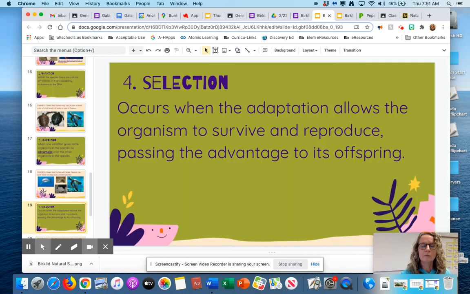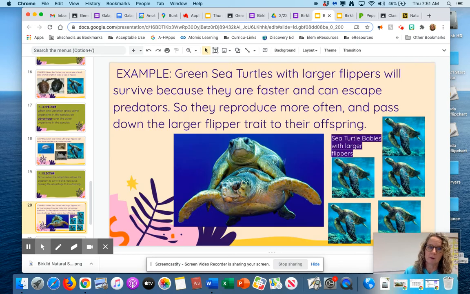So then last, and this is the one where most students struggle, because this is saying what's going to be in the next generation. When the adaptation allows the organisms to survive and reproduce and pass that trait on to the next generation. So this is about what you are going to find. According to this, we're going to find more turtles with larger fins in the next generation. So we're going to see that these two turtles have babies, and because they have longer fins, their babies are going to have longer fins, which then continues this process of adding more long-finned turtles into the next generation.